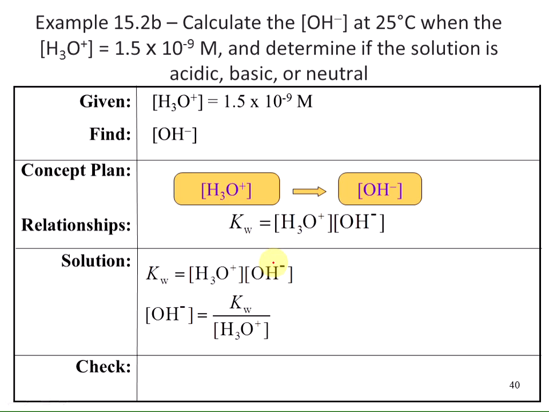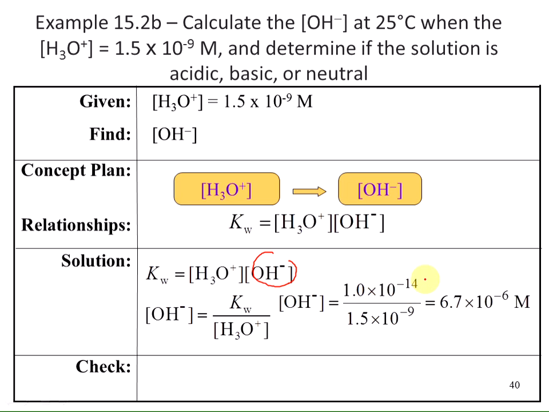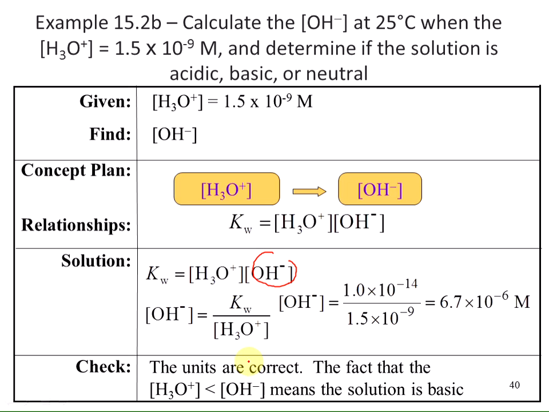So we simply take the Kw and divide it by the H+ concentration. Plugging in the values, 1 times 10 to the minus 14th for the Kw, and 1.5 times 10 to the minus 9th for the concentration of H+, we put this in our calculator and get a value of 6.7 times 10 to the minus 6 molar. Because the hydronium concentration, 1.5 times 10 to the minus 9th, is less than the 6.7 times 10 to the minus 6, the solution is basic, since the hydroxide concentration is larger than the hydronium concentration.